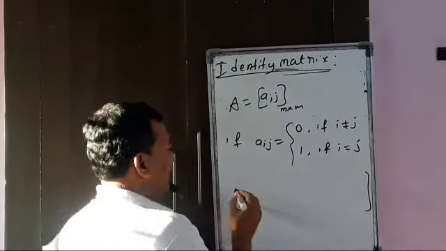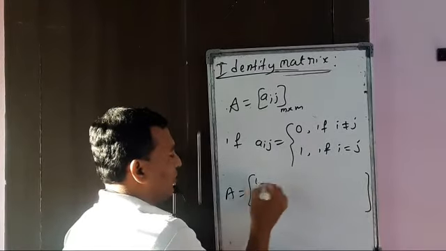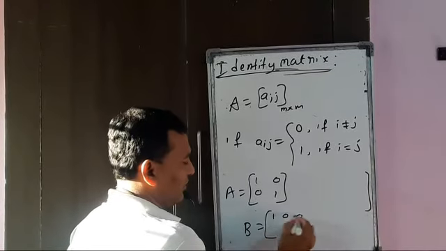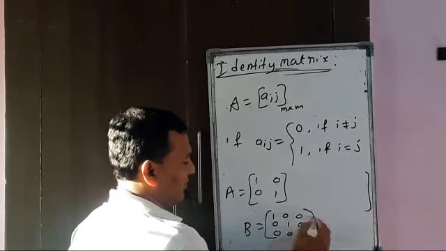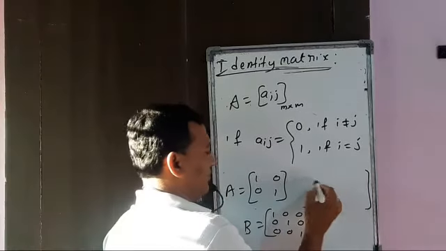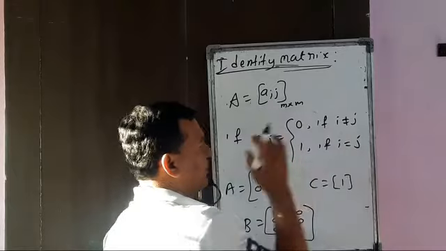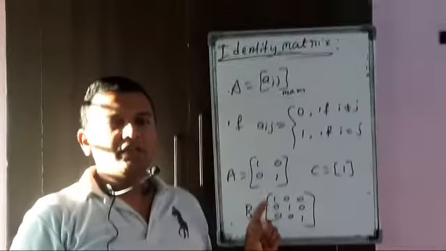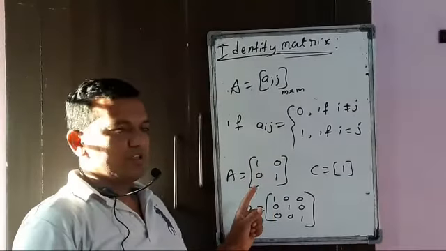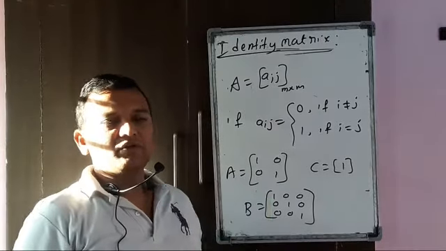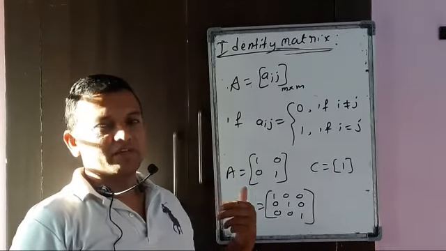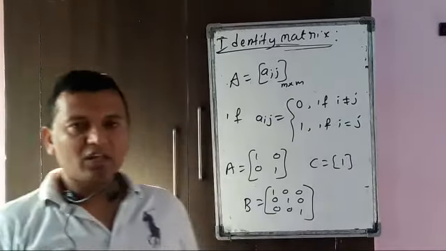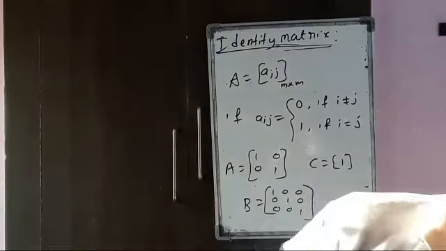Now you can see the examples here. A equal to [1 0; 0 1], or B is equal to [1 0 0; 0 1 0; 0 0 1]. So basically, a square matrix in which diagonal elements are all equal to 1 and non-diagonal elements are 0 is said to be an identity matrix. Also, we'll use this in the next chapter. We call it a unit matrix, as its determinant will be equal to 1. Now we will move to the next and the last definition, that is zero matrix.